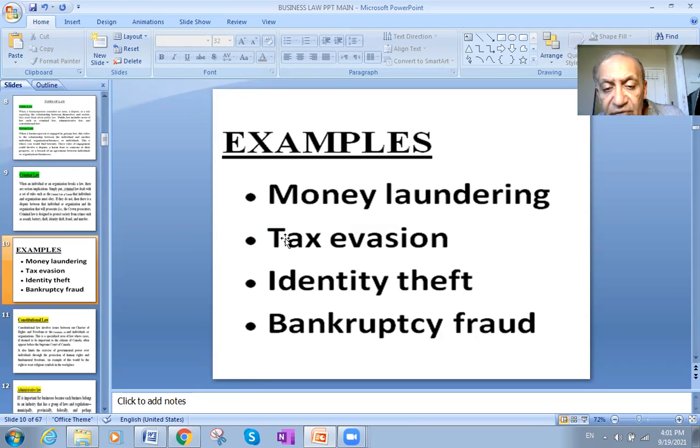Tax evasion is when you have to pay taxes and you don't want to pay, so you try to escape the taxes without paying. Identity theft is another one: I took your personal information and used it as if it were mine. And bankruptcy fraud. All those are examples treated under the criminal law umbrella.